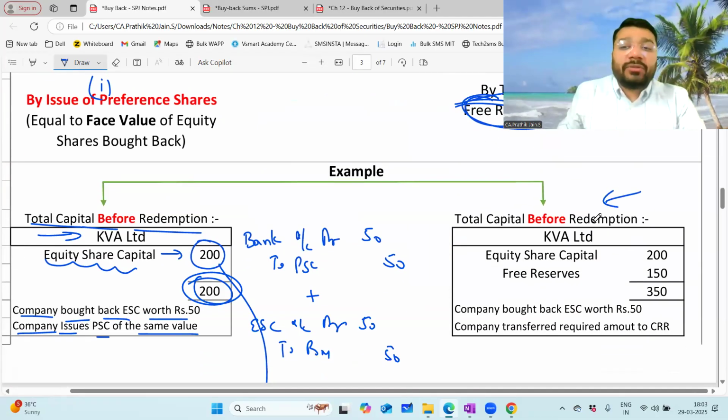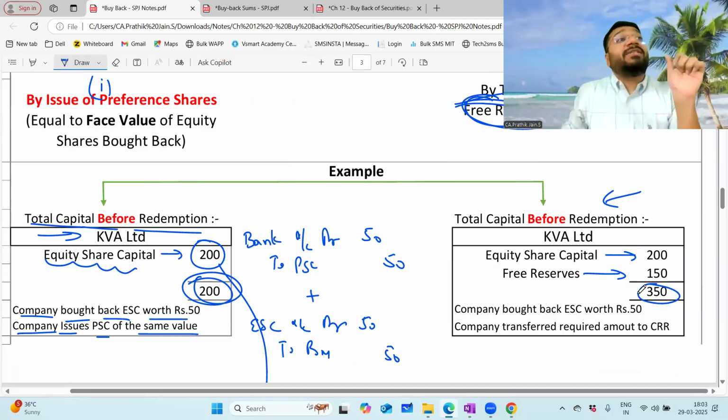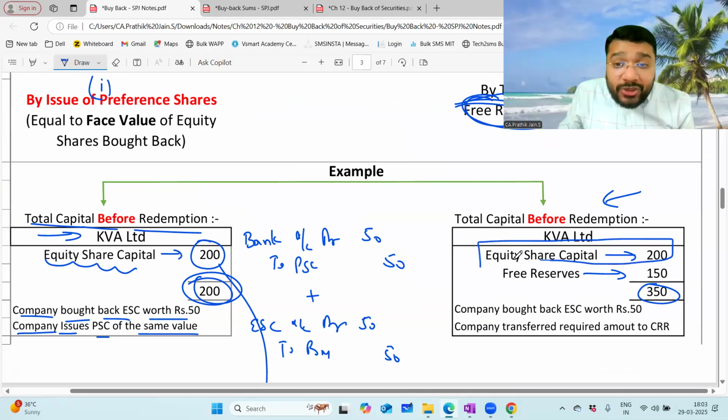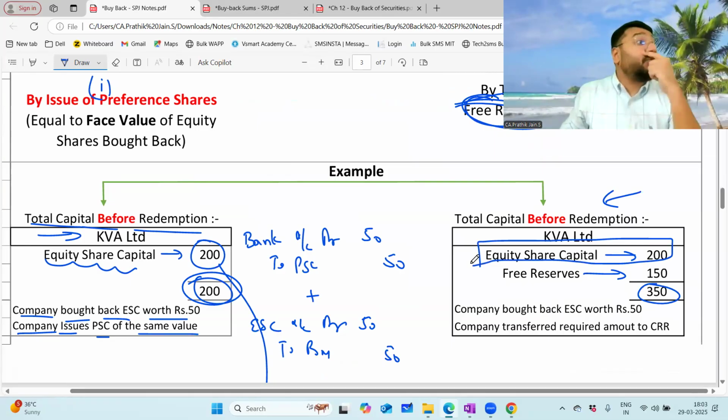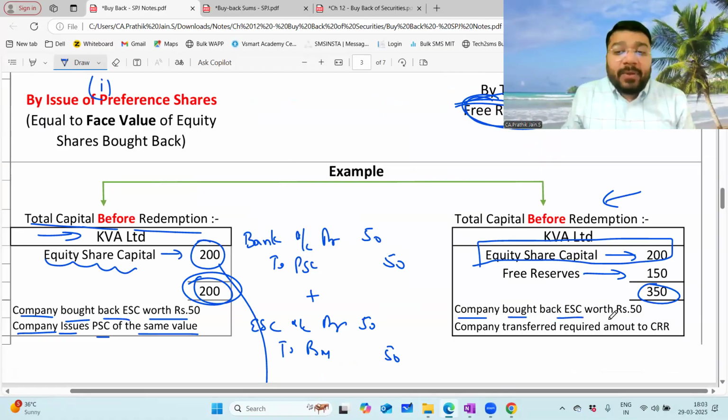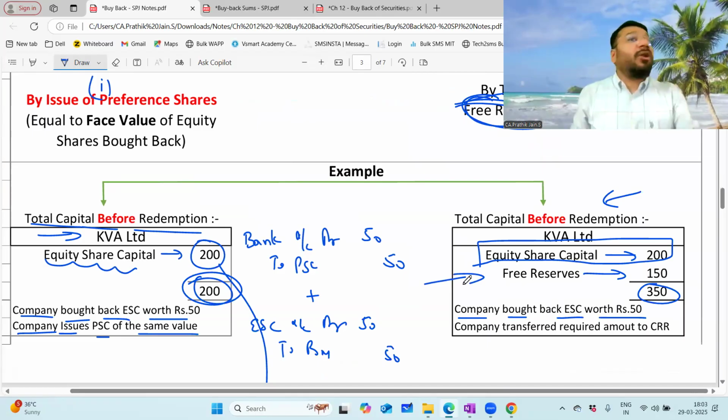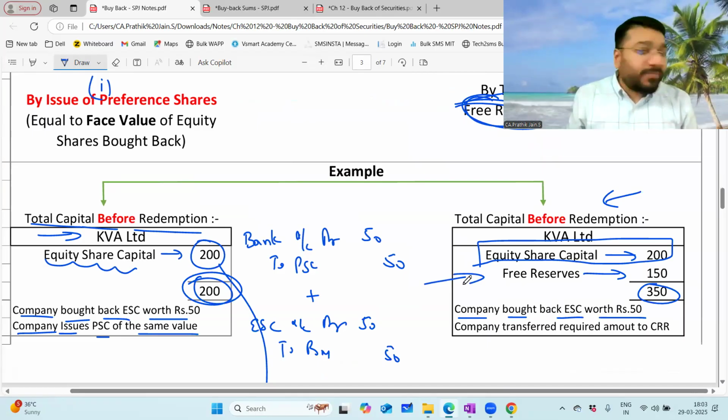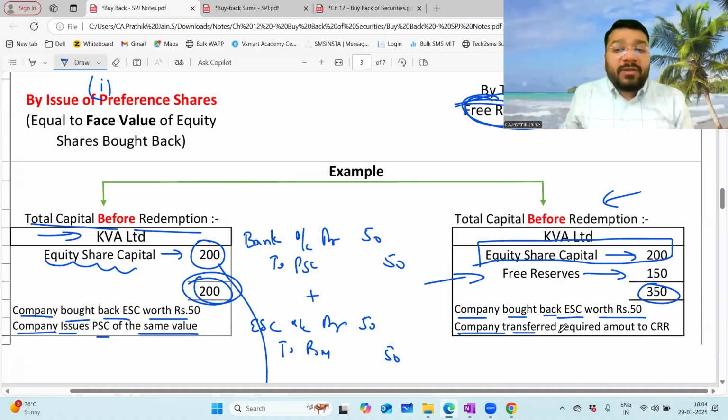Total capital before redemption: equity share capital how much? 200. Free reserves how much? 150. Total how much? 350. Now what is section 68 saying to keep intact? Only the capital part has to be kept intact. I'm talking only the capital should be kept intact. Am I clear? 200. The company bought back equity share capital worth 50. And since they have so much surplus money, they are not issuing any preference shares. So the company bought back equity share capital worth 50 and transferred the required amount to CRR.